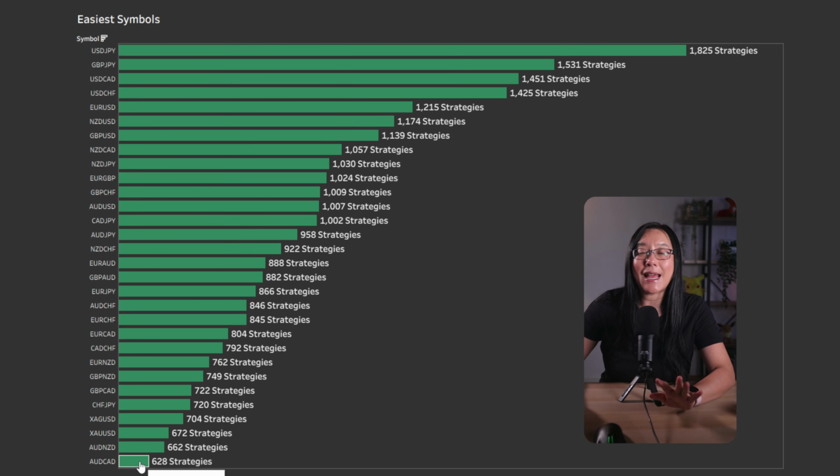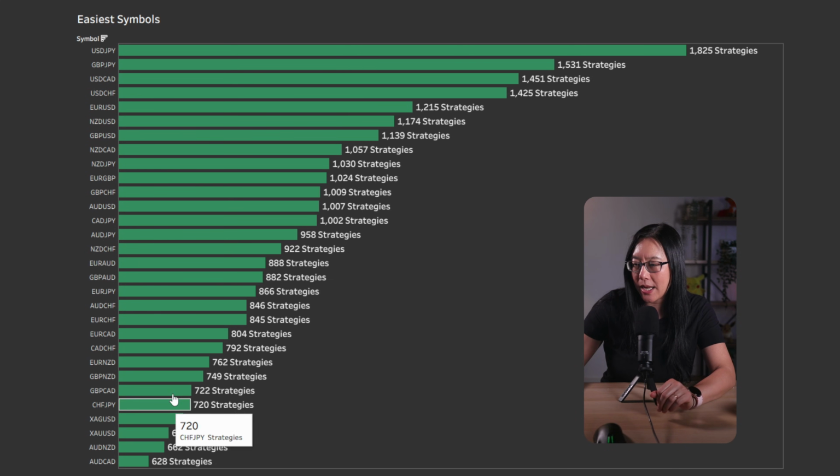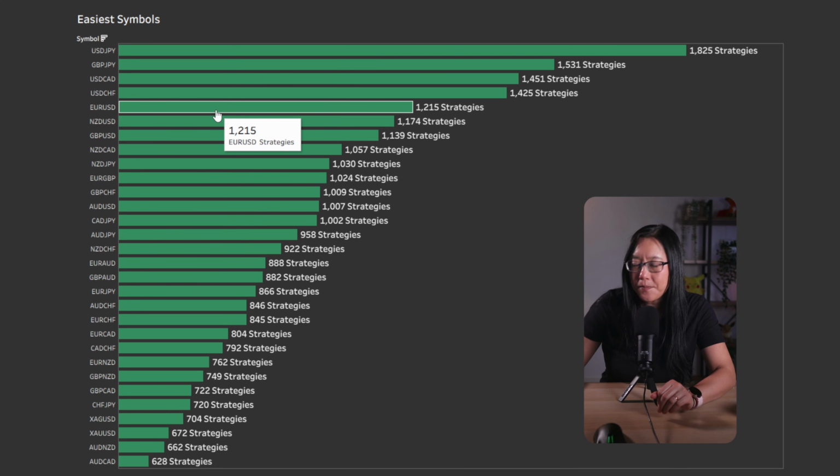So even though it had a whole month, it only found 628 potential strategies. What about the most traded currency of all time, the Euro USD? And here it is 5th on the list of the easiest strategies to find.